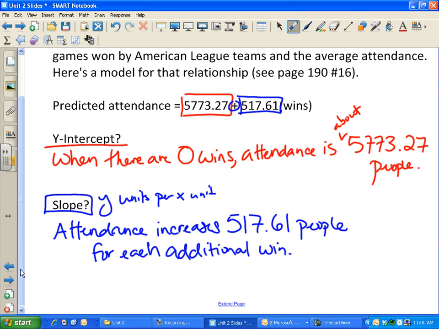Don't forget to include those wiggle words. And I don't care if you put them in like I do with carrots. Increases about 517.61 people for each additional win on average. Sure, write them in after the fact. Just don't forget them. It acknowledges that our model is not perfect.